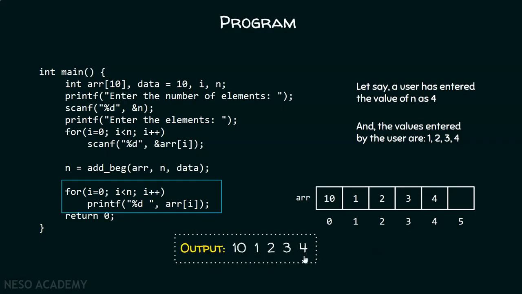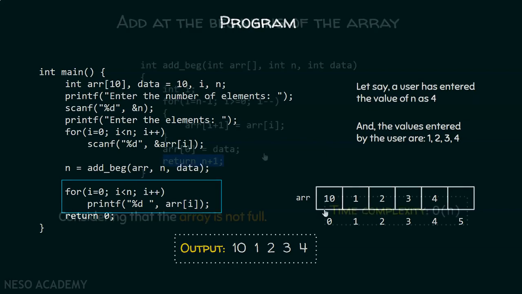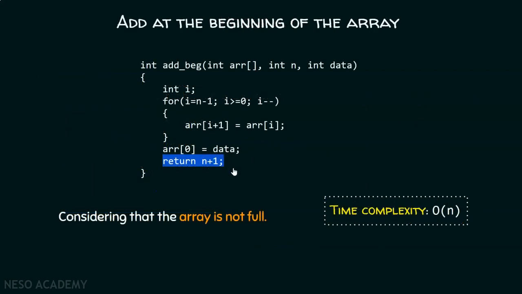This program is helping us to add the data at the beginning of the array. And of course, in this case, the time complexity will be big O of n. Because here you can see we have a for loop which runs from n minus 1 to 0, which means n times. And note that we are considering here that the array is not full. There is already an empty slot.